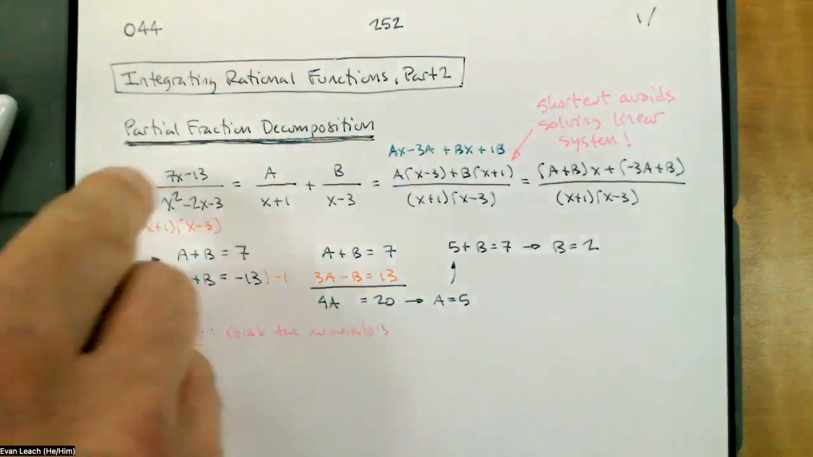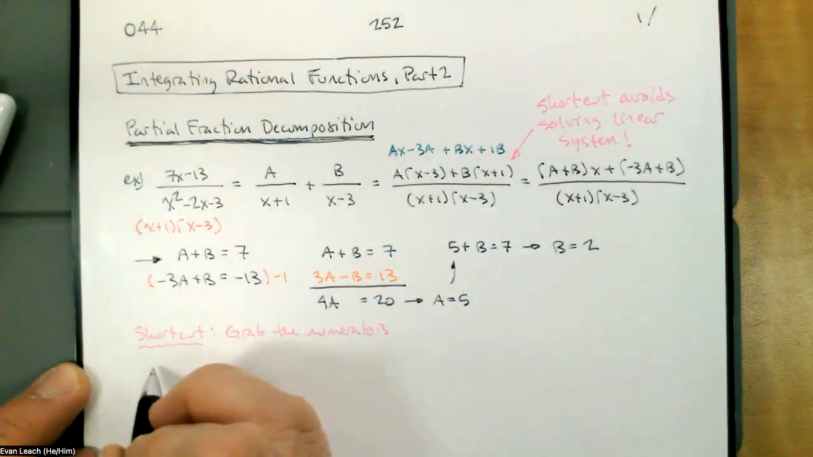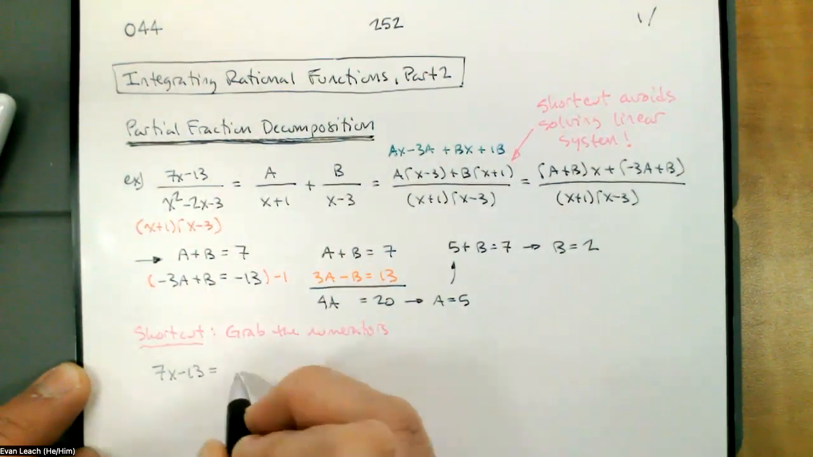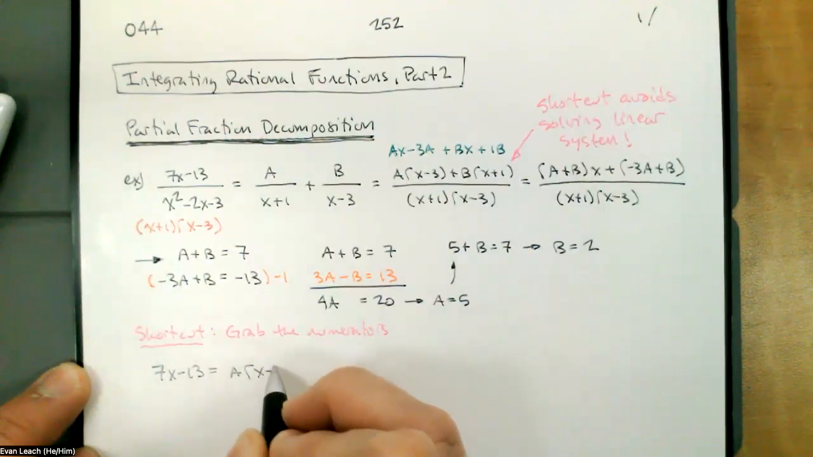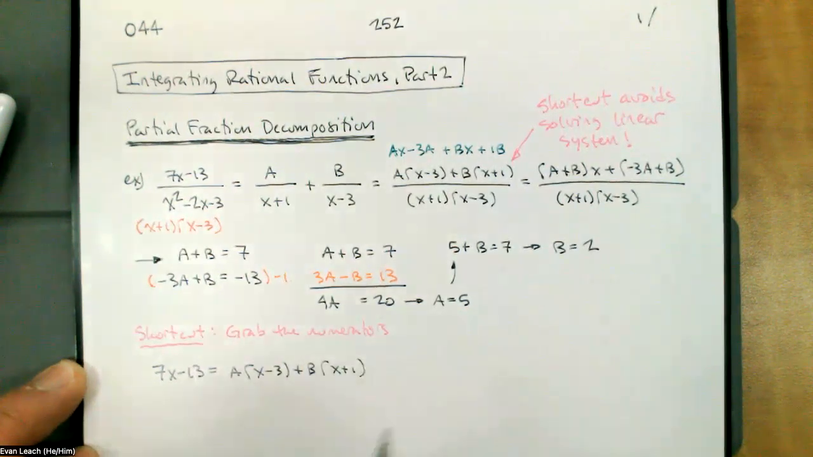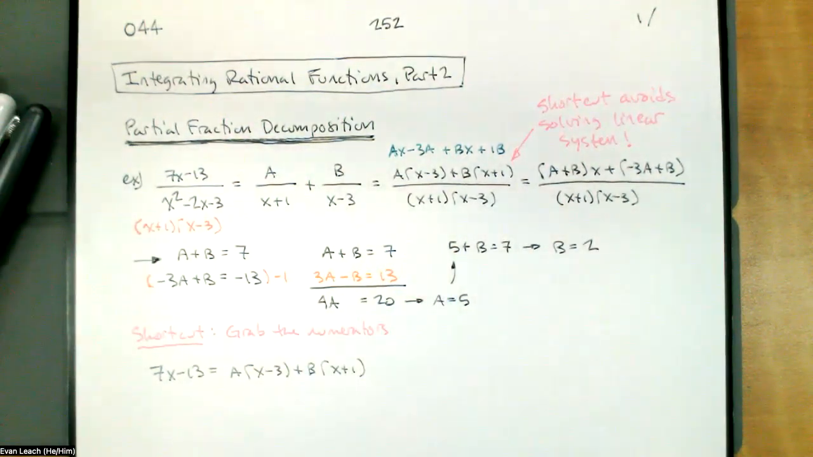I'm going to grab the numerator 7x minus 13. And this has to equal a times x minus 3 plus b times x plus 1. And we're like, don't worry, denominators. Just chill for a minute. We're just going to run out and buy cigarettes. We'll be right back.